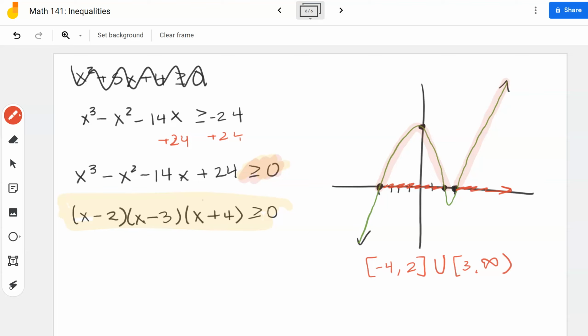We could, of course, make our table if we wanted to, that little interval. We could do that sign test. We know negative 4, 2, and 3 are our options.